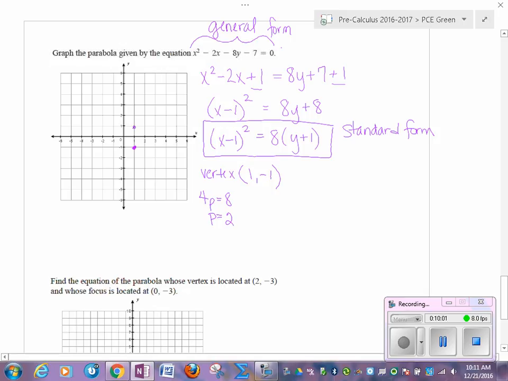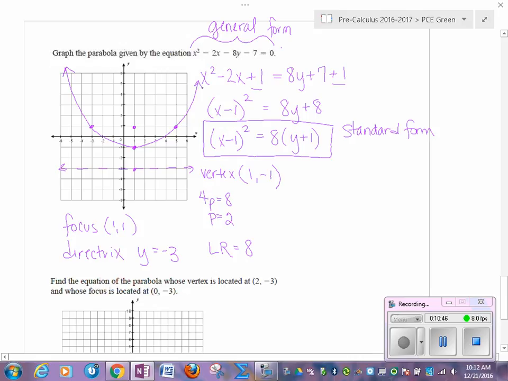So our focus is going to be at (1, 1). And our directrix is going to be down 2. It's going to be a horizontal line. So that's going to be at y equals negative 3. And the other thing we need to know is how wide our parabola needs to be. So finding our length of our latus rectum is 8. So from our focus, we're going to go to the left and right 4. And there's our parabola graphed.